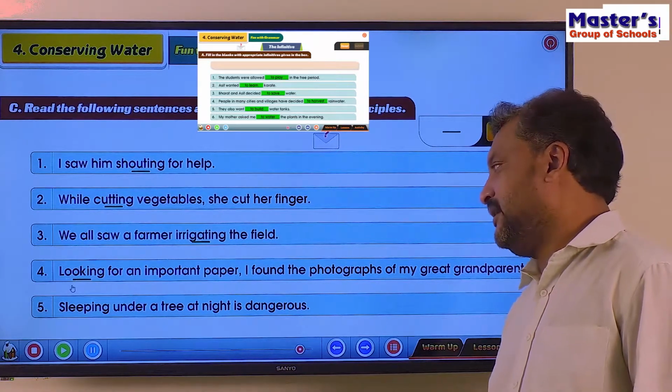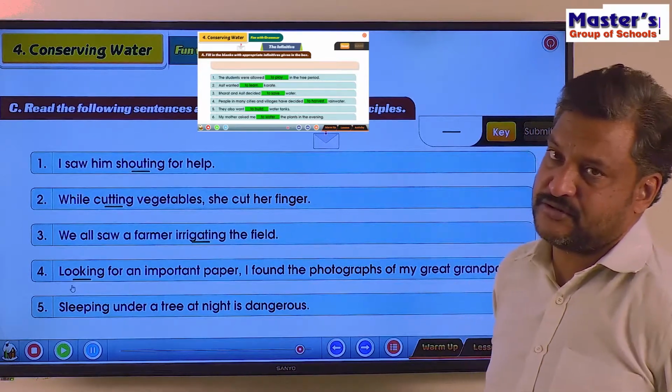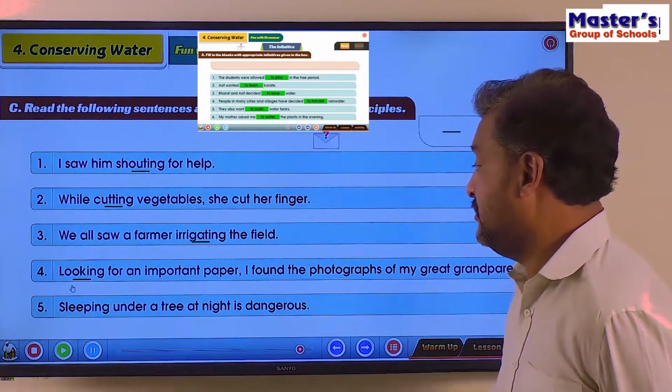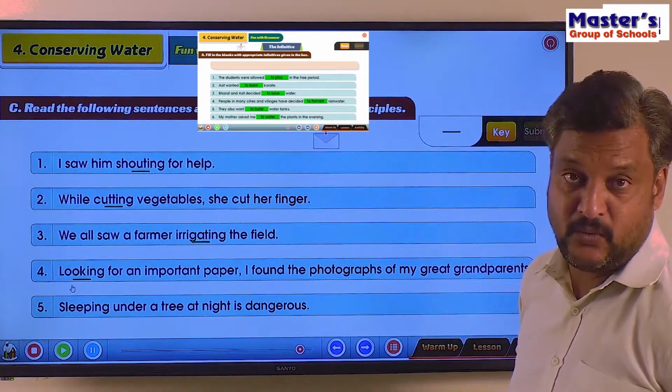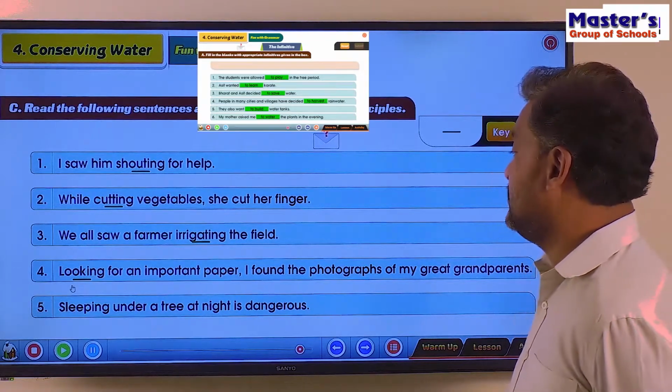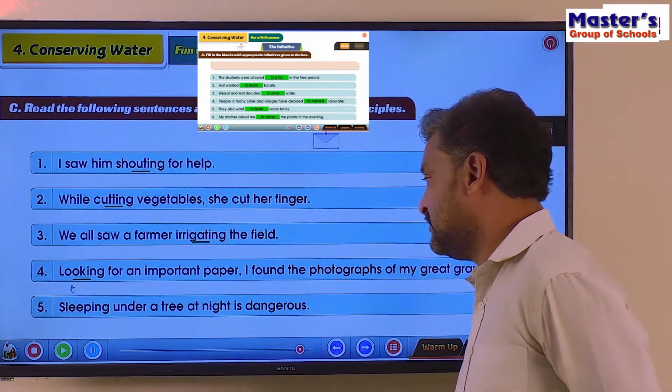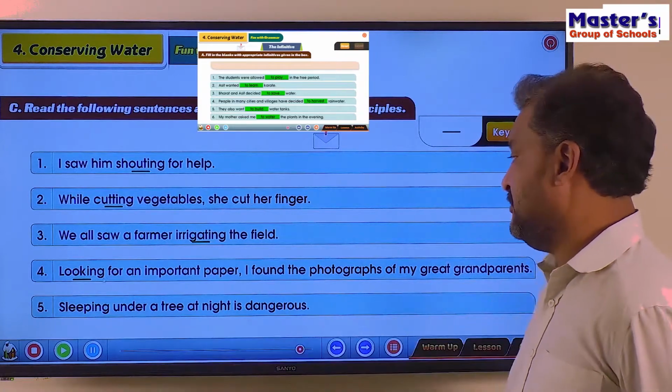Okay. Sleeping under a tree at night is dangerous. We have learned that in science, okay? It's not the science that we need now. What we need is a present participle. What is the present participle in this? Sleep, ing, sleeping, right?